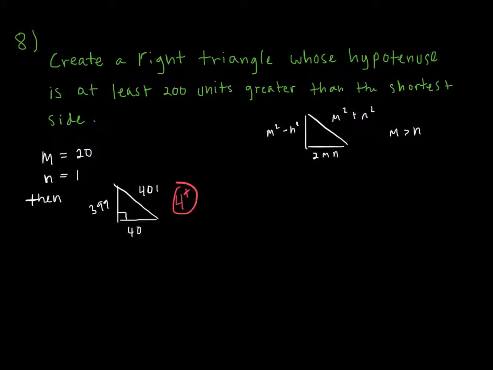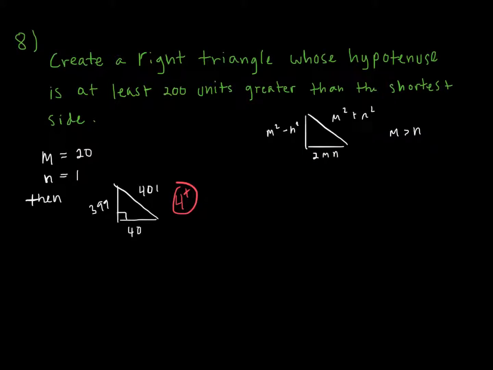And I know that I want the hypotenuse to be a heck of a lot greater than the smallest side. So looking at these values, I can sort of see that this could be pretty small. I could also make this pretty small. And I just decided to try and make this fairly small.